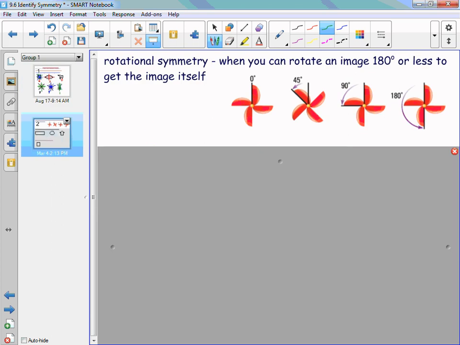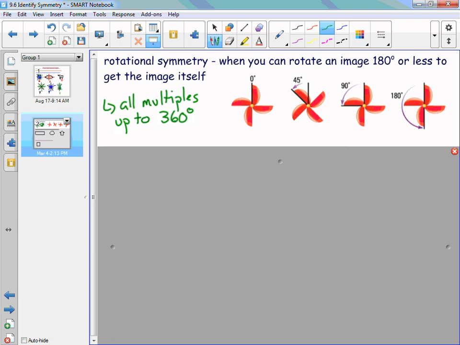The other type of symmetry is rotational symmetry. Rotational symmetry, when you can rotate an image 180 degrees or less to get the image itself. And then the caveat to this is all the multiples up to 360. Why 360? 360 is a full rotation. Everything has 360-degree rotational symmetry because you get back to where you started.